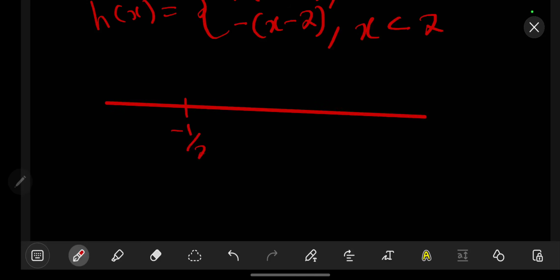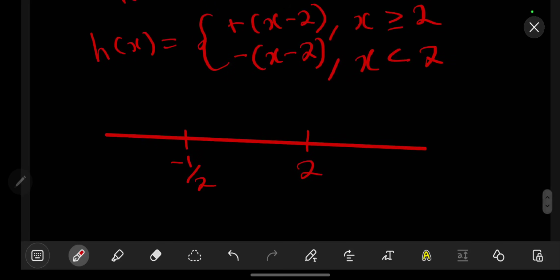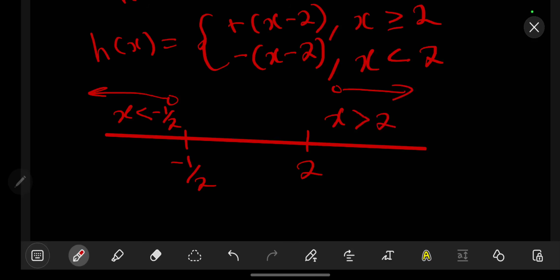We have a negative half, like that. We have a positive 2 there. According to this, all the values on the left are less than our negative half. All of them, they could be negative 1, negative 2, all of them are less. Then on the right side, all the values are greater than 2. Then here we are going to have an interval, like that.